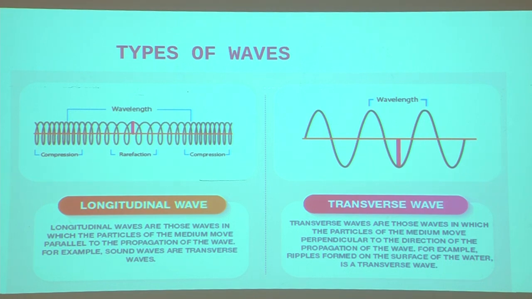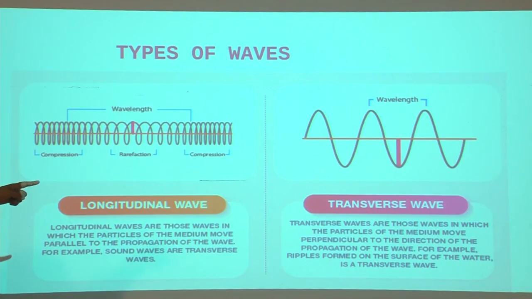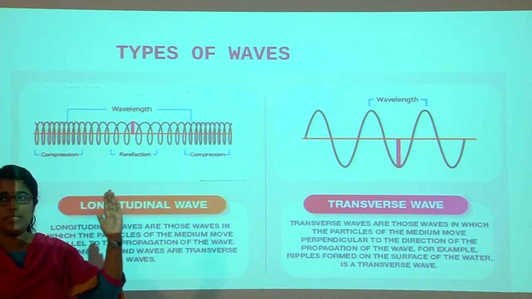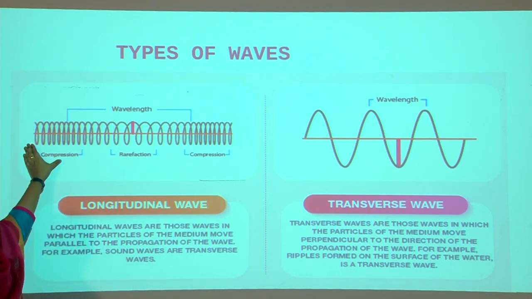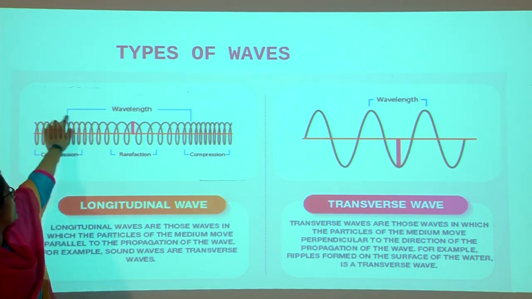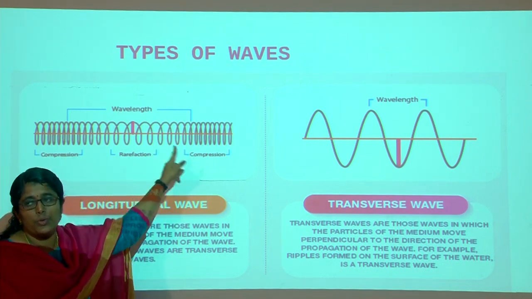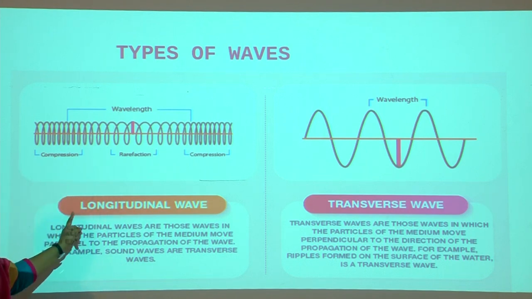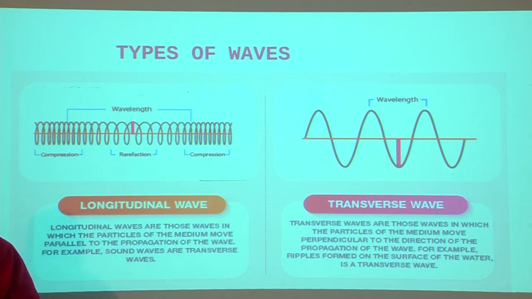Okay, can you see that? It's a slinky. Here you can see, when you are compressing a spring and releasing it, what is happening? You can see a series of compressions, rarefactions, compressions. So these types of waves are called longitudinal waves. What does the term indicate? What do you mean by longitudinal? Longitudinal, the meaning is parallel.